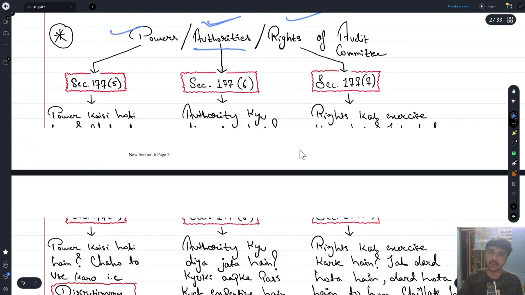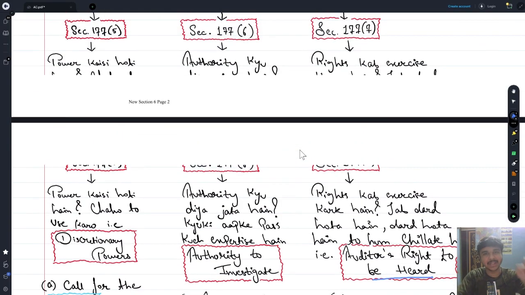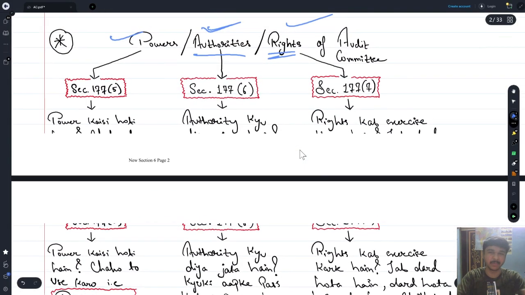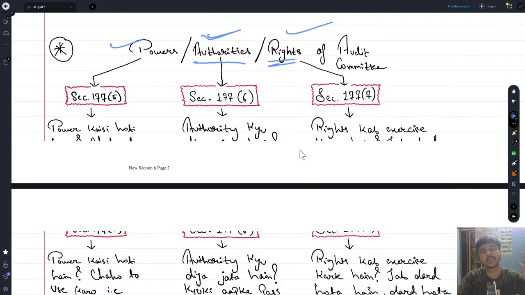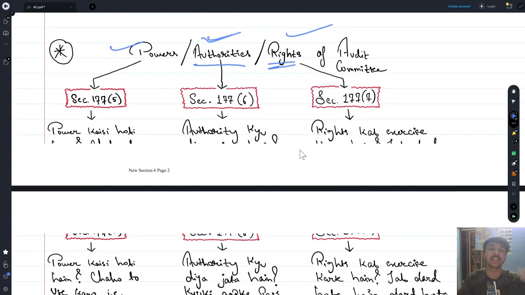And then there are the rights. What is a right? Whenever there's certain pain to us in this nation, if something is paining me, what am I going to do? I'm going to cry out. So a right is the right to be heard. This is practical but more or less hypothetical, just for the sake of you remembering what the Companies Act is trying to say.